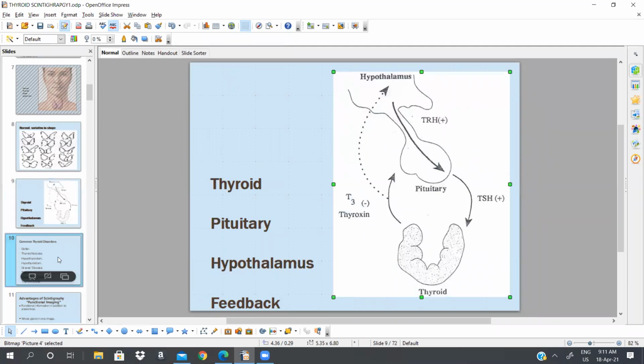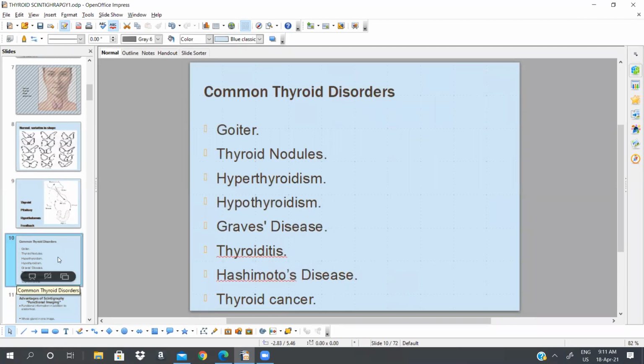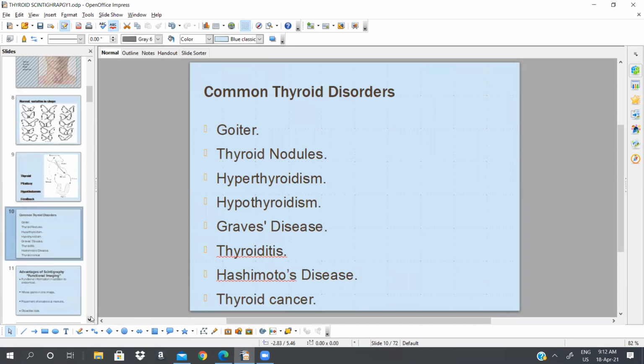Okay, so what are the common thyroid disorders you find in the population? Firstly, you will encounter goiter, thyroid nodules, hyperthyroidism, hypothyroidism, Graves' disease, thyroiditis, Hashimoto's disease, and thyroid cancer. I will show you some examples of the most commonly encountered situations.